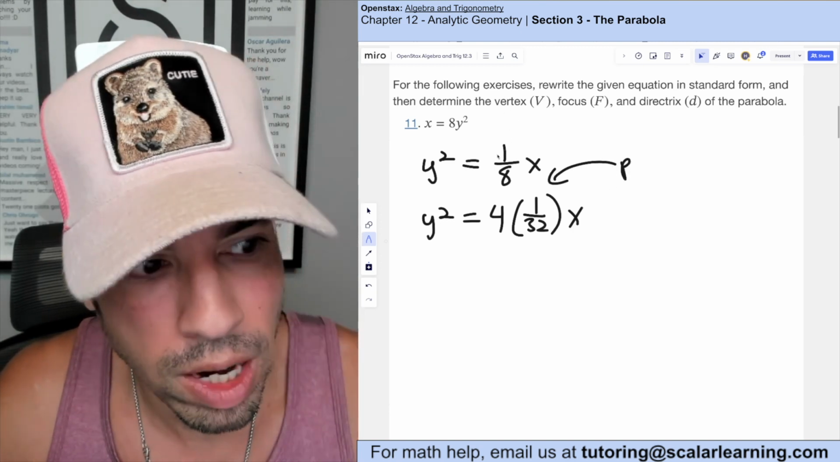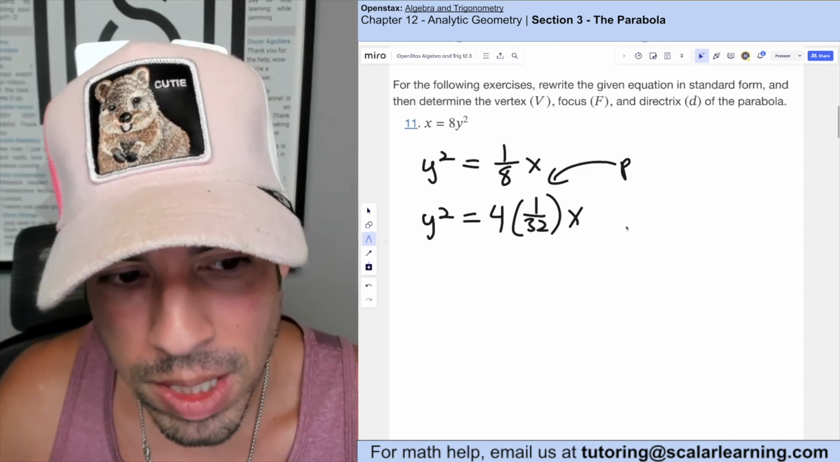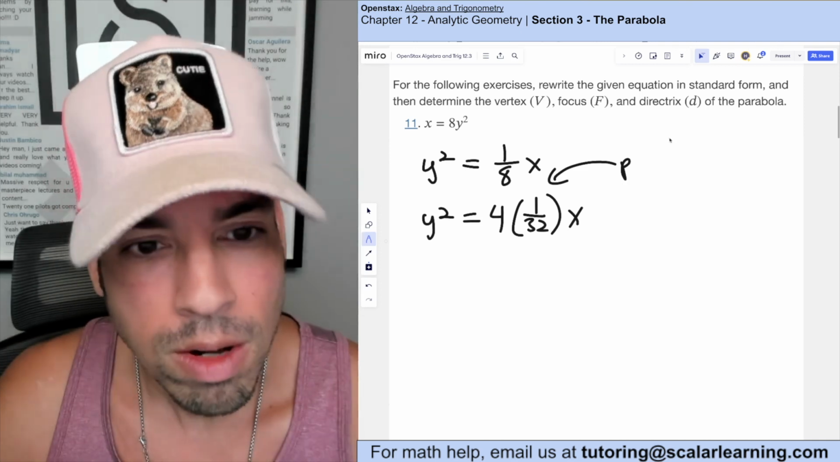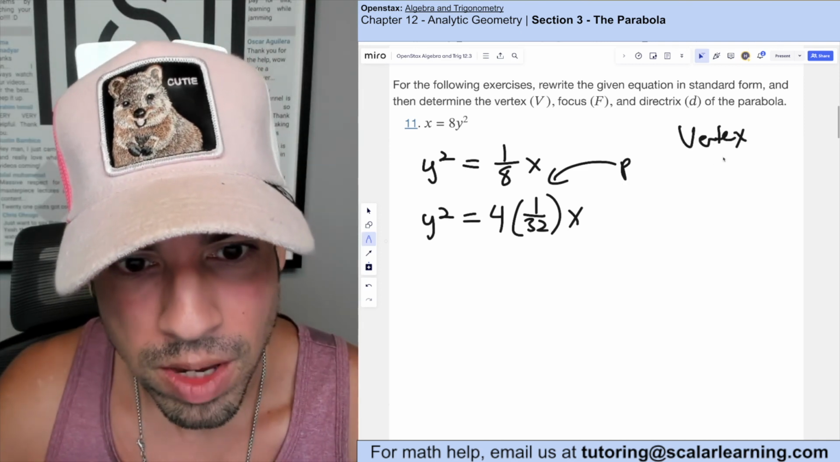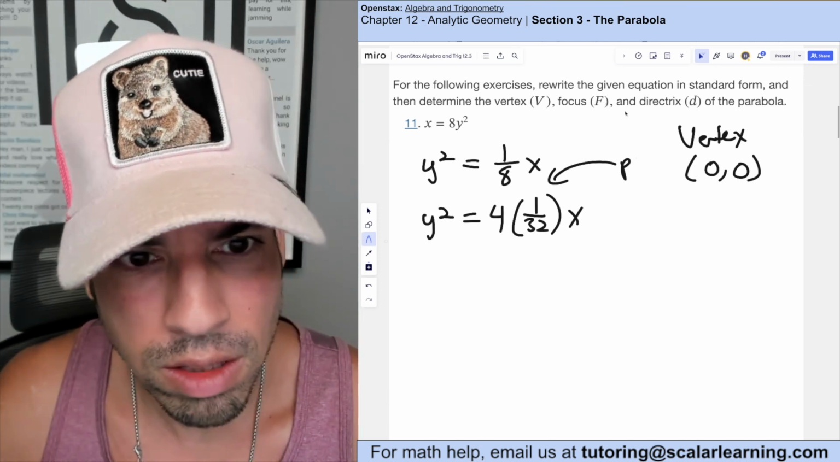So that's pretty important. Okay, so now if we want to figure out the vertex, again, it should be x minus h, y minus k. Those will be our vertex values, but there's nothing there. So my vertex is going to be at 0, 0, right at the origin. Now we can get the focus and the directrix.